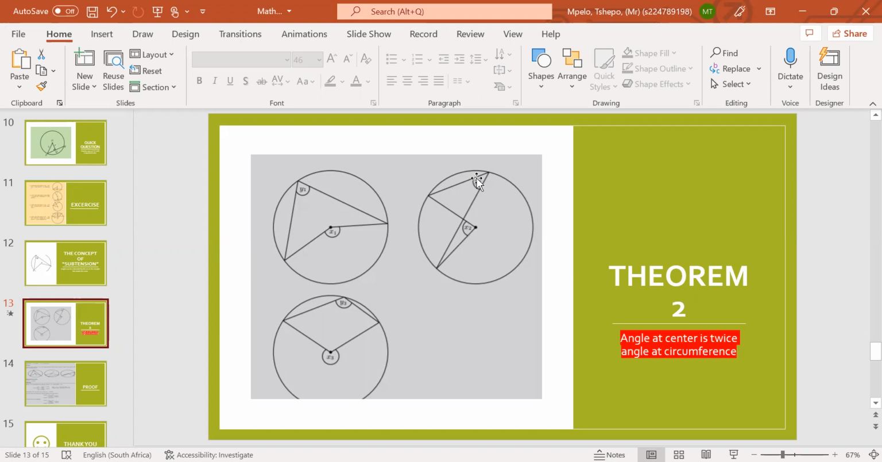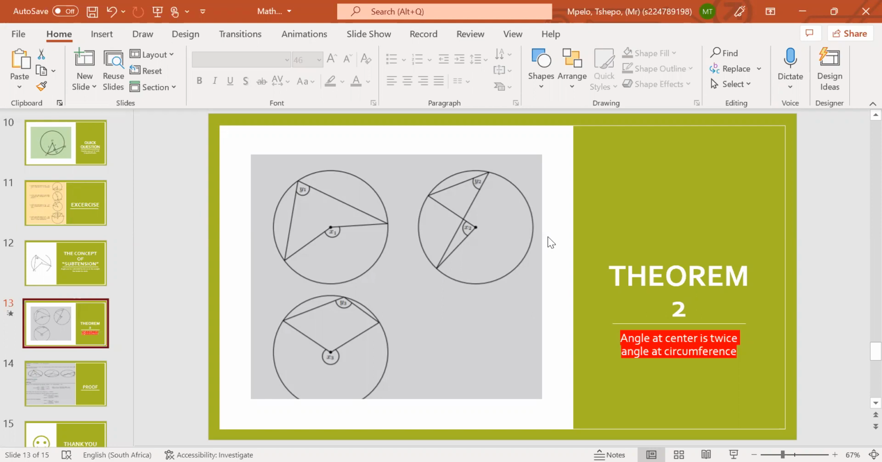I'm teaching you this especially for Theorem 4. I want you to understand the concept of subtension, but we will go deeper into subtension in our next lesson. So Theorem 2.